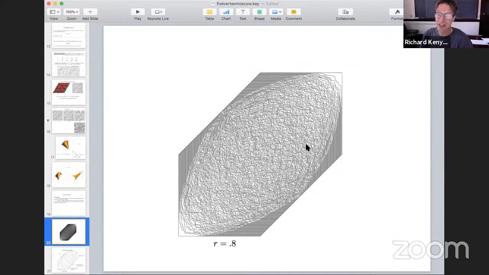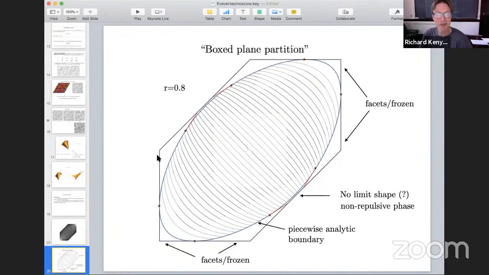So this is again the sort of boxed plane partition limit shape, but when R is slightly less than one, and you can still see that it has some nice faceted regions near the corners, and this nice disordered region in the center. Although there's something a little suspicious going on near the centers of the two sides. And if you notice that, that's good because there is something suspicious going on there.